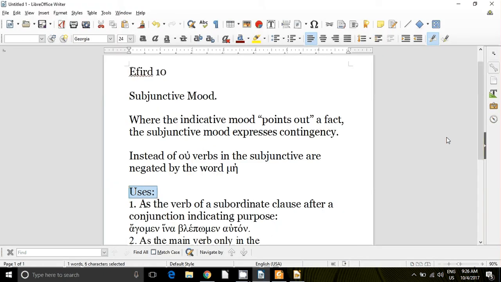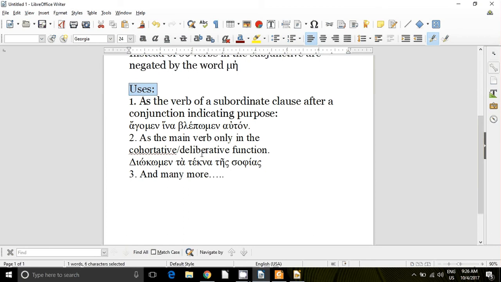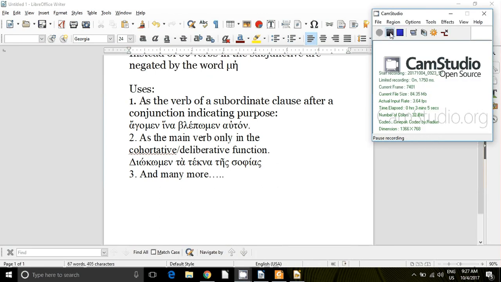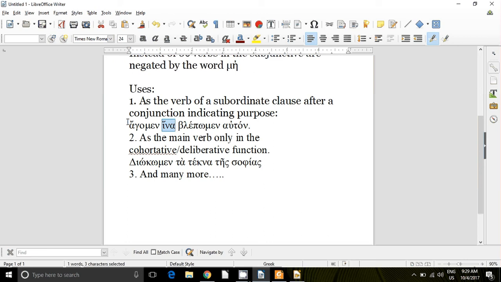So let's talk about the uses of the subjunctive. Generally speaking, this is going to be the big use for us for a long time. It's used as the verb of a subordinate clause, and that subordinate clause will often be introduced by a conjunction, often a conjunction that indicates purpose. A key conjunction for this is hina. So agomen hina blepomen auton. We are going in order that we may see him.